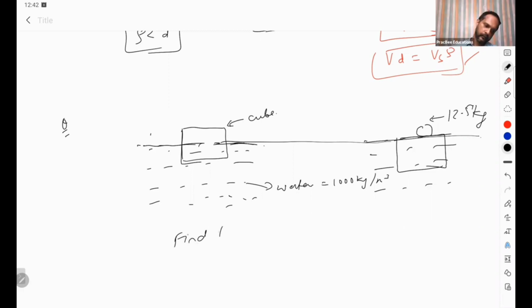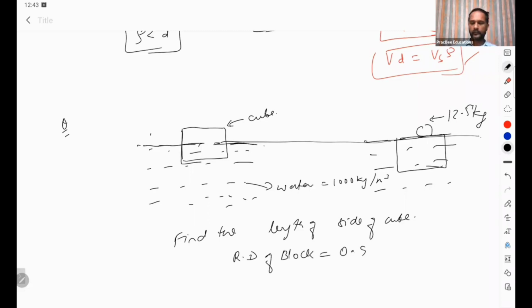Find the side, find the length of side of cube. इस क्यूब के साइड का लेंथ क्या होगा? ये इसका जो रिलेटिव डेंसिटी है, रिलेटिव डेंसिटी ऑफ ब्लॉक is 0.9.